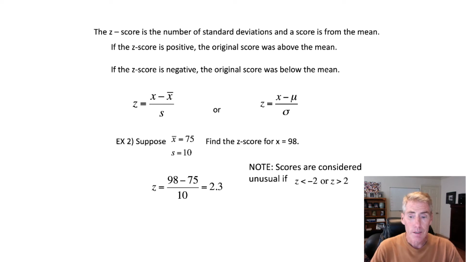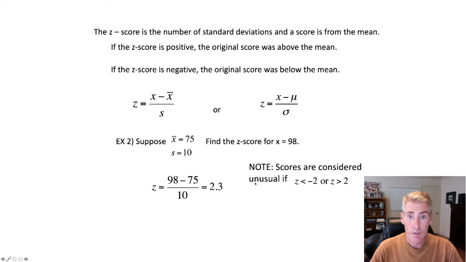Now, if a z-score is above 2, or if it's below negative 2, those are considered unusual. Beyond 2 standard deviations, that's only 5% of the people. So they are either in the very top or the very bottom. This is important. We're going to use this a lot.